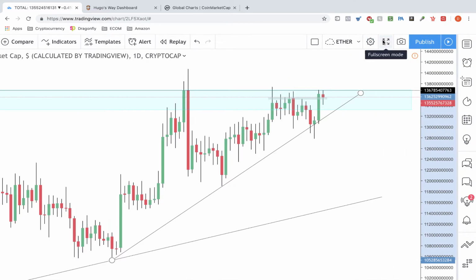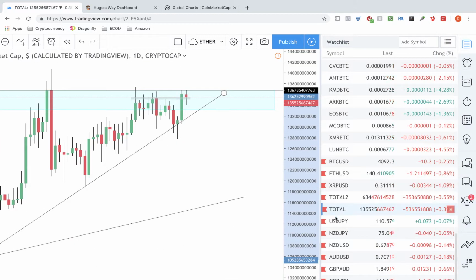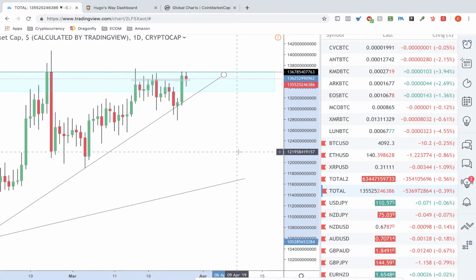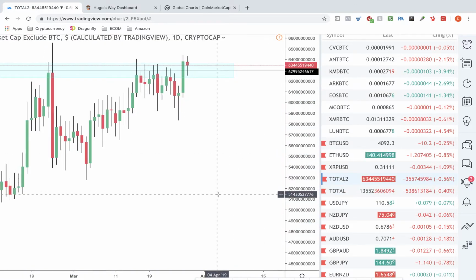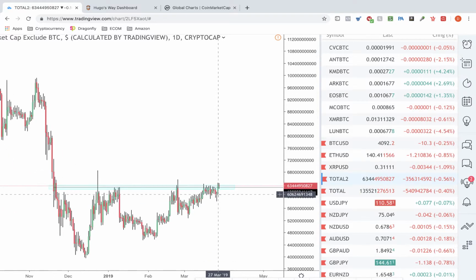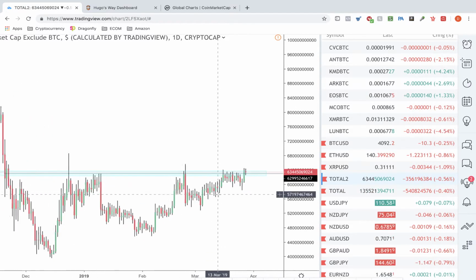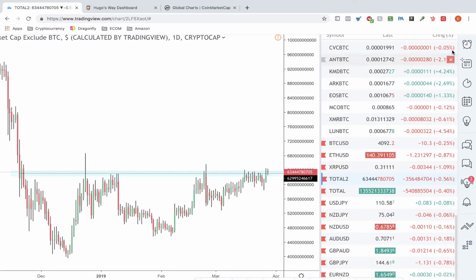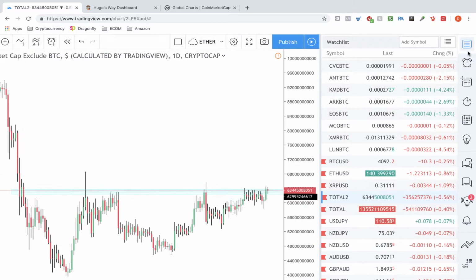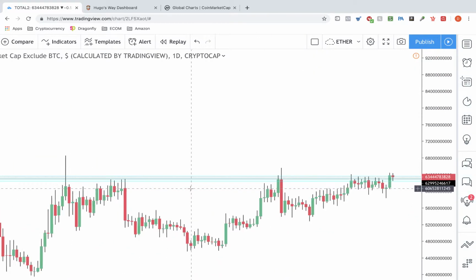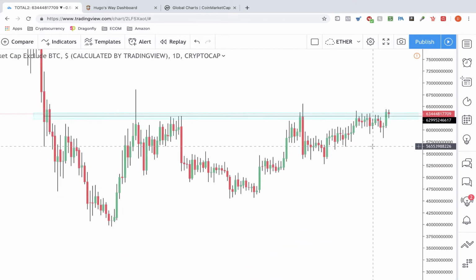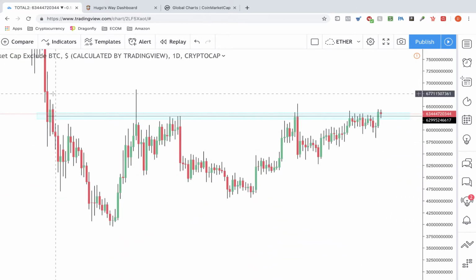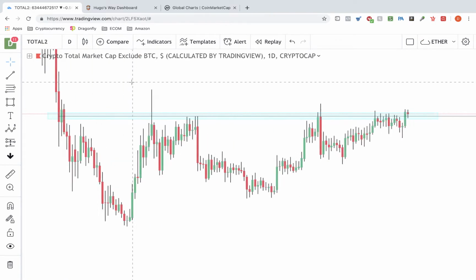And there's another one, guys. The total market cap 2 is without Bitcoin. So we're going to go here to total market cap 2. And this is excluding Bitcoin. Since our Bitcoin dominance is down, we should see an identical chart. And we do. We see a pretty much identical chart here.